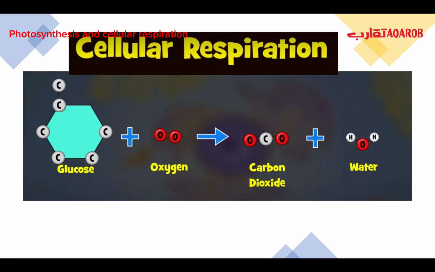But in cellular respiration, we take the glucose and oxygen from photosynthesis to produce carbon dioxide plus water. So it's the opposite process.